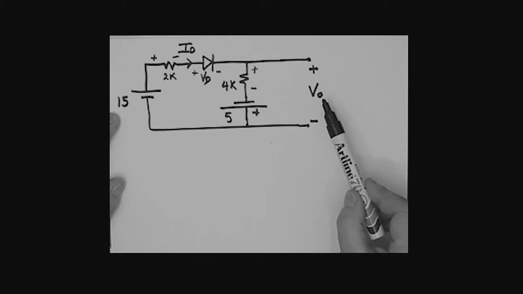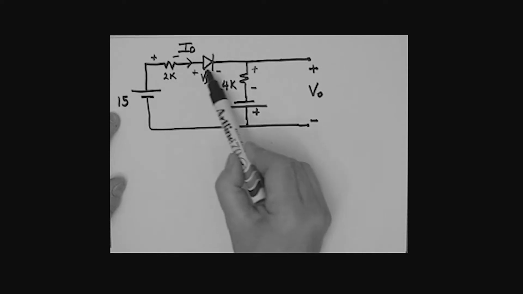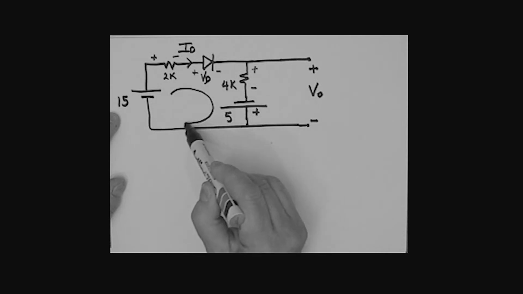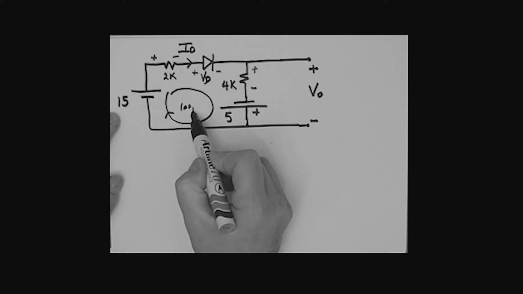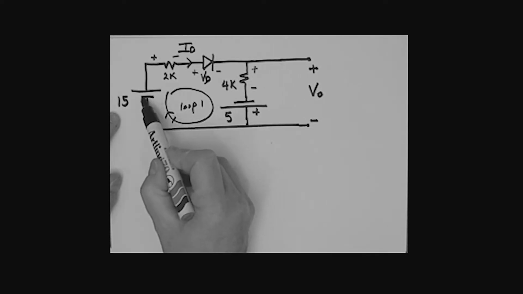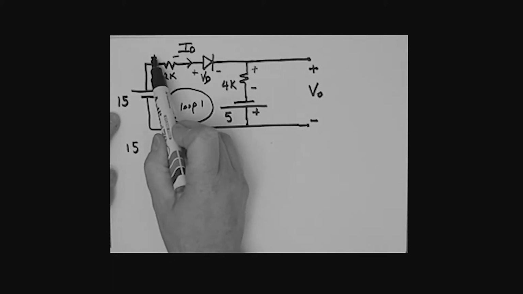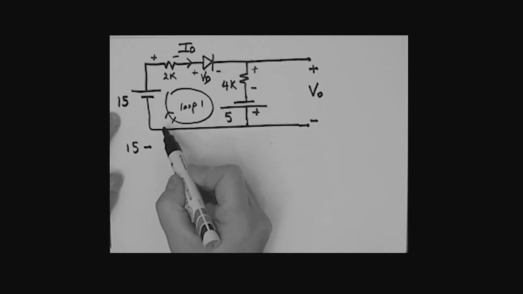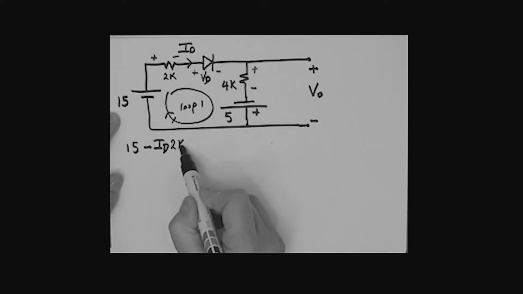Well, guess what? We're going to take a loop. And the loop that we're first going to take is really this loop right here. So this is the loop that we're going to take. So there it is, loop 1. All right, let's go around this loop. What have we got? Going from a minus to a plus, we have got 15. Going from a plus to a minus, we've got a minus then. We're dropping in potential here. We've got an ID times that 2K resistor.